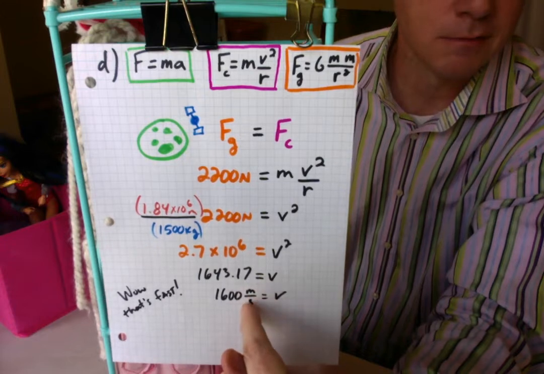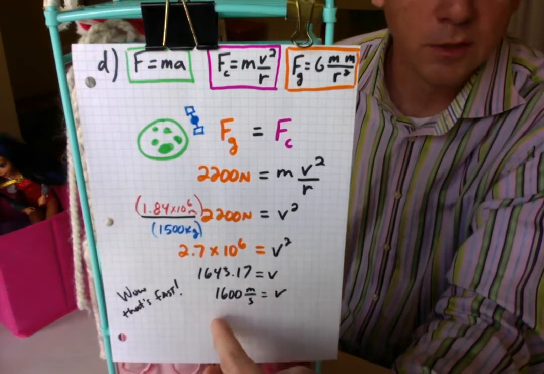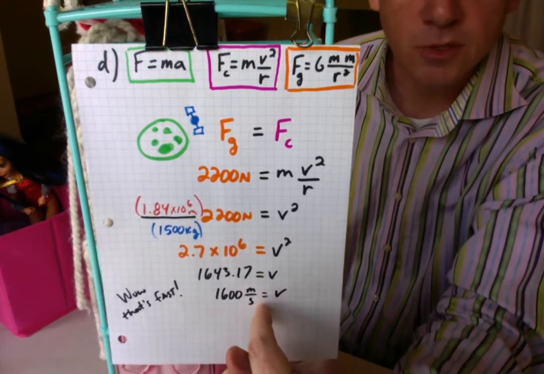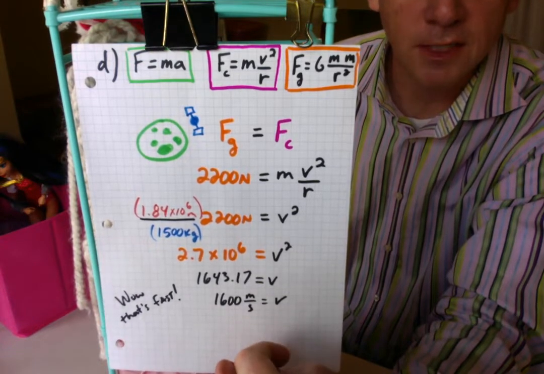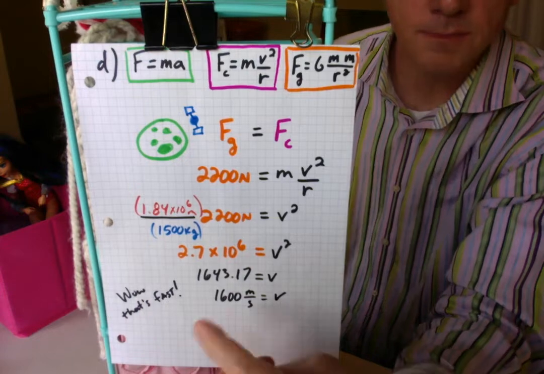If we wanted to write in scientific notation, we could. 1.6 times 10 to the third meters per second. All right, that's cool. We can figure out how fast satellites are going. Awesome.